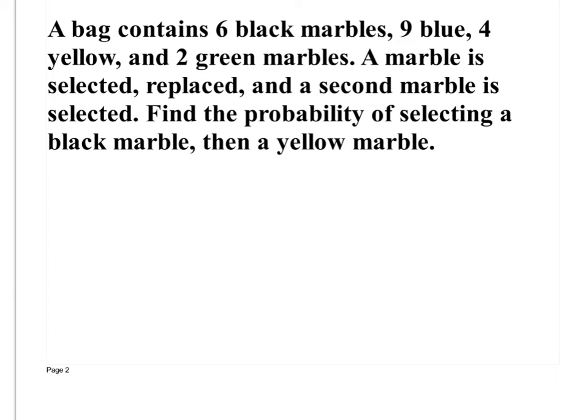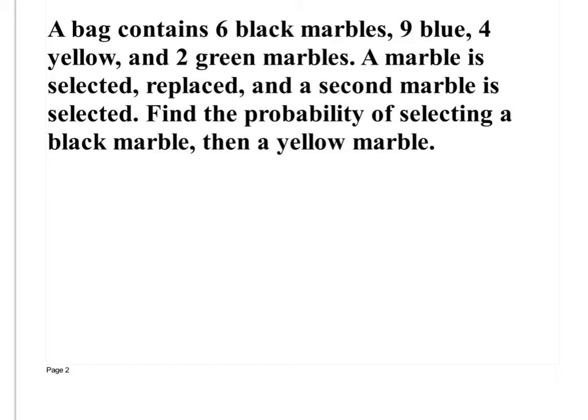All right, a bag contains 6 black marbles, 9 blue, 4 yellow, and 2 green. A marble is selected, replaced, and then a second marble is selected, which means they're independent events because the probability of selecting the first marble does not affect the probability of the second marble, because you throw that marble back in there. So it doesn't affect it. That's why it's called independent.